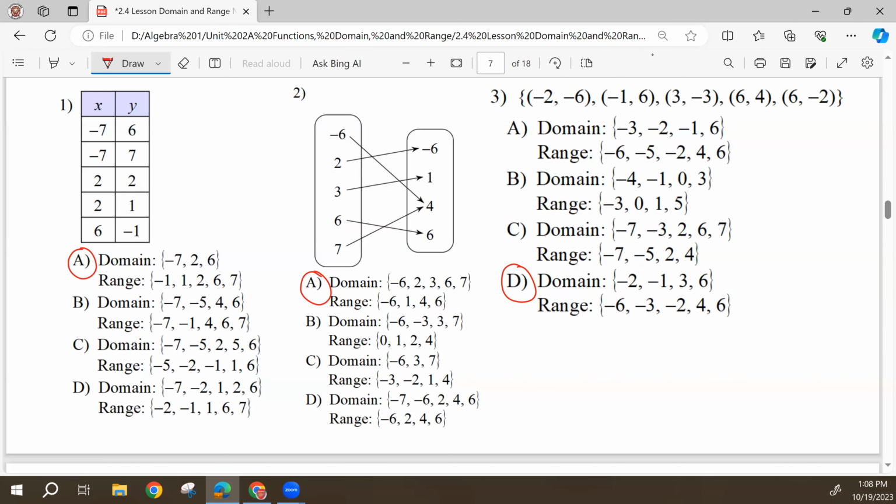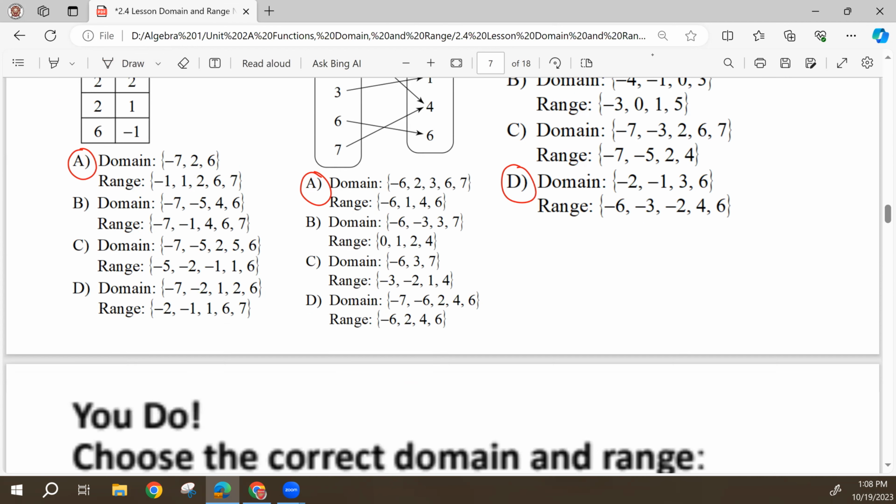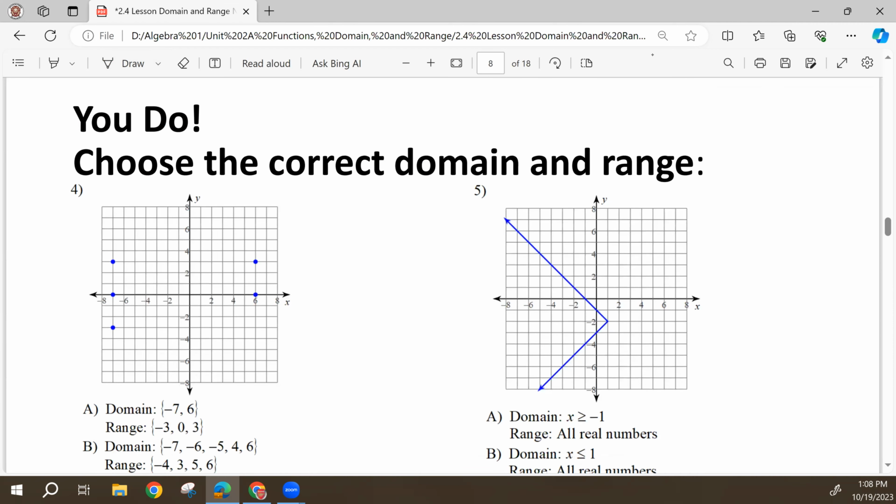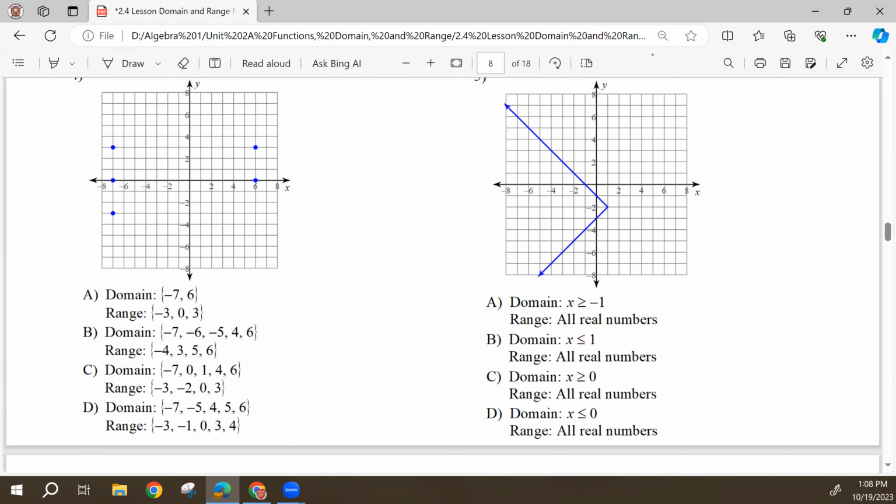So hopefully you got these answers. If you didn't, please see if you can find your mistake. If you can't, have me come over and I will help you find your mistake. I have 2 more I want you to try before you get into the practice. I want you to find the domain and range of each of these graphs. Pause the video here and try this on your own, please, and then press play for the answers.